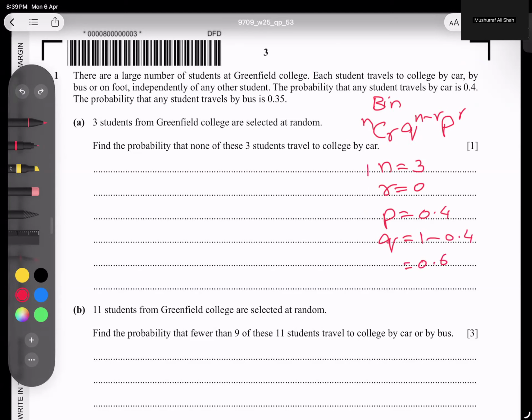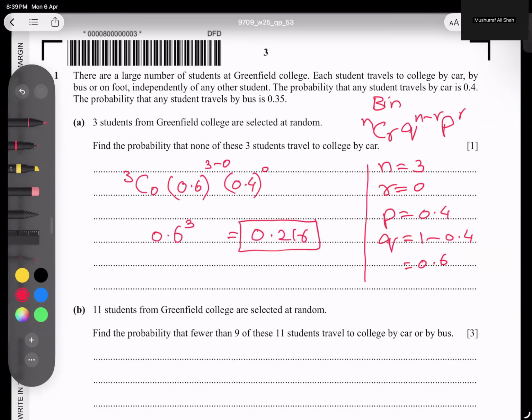So the data is very clear. And if you look carefully, none means r is 0. So I'm applying nCr. I can plug in the values directly. n is 3, so 3C0, q to the power 3 minus 0, and here is 0. q is 0.6 and p is 0.4. So if you type in the calculator 0.6 to the power 3, 0.216 is our answer.